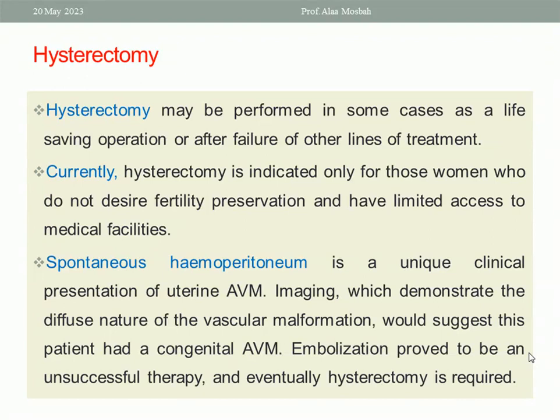Sometimes we may face a case with spontaneous hemoperitoneum, a unique clinical presentation of uterine arteriovenous malformation. Imaging which demonstrates the diffuse nature of the vascular malformation would suggest this patient had a congenital arteriovenous malformation. Embolization proved to be an unsuccessful therapy and eventually hysterectomy is required. Okay, it is life-saving here, and the bleeding is severe.